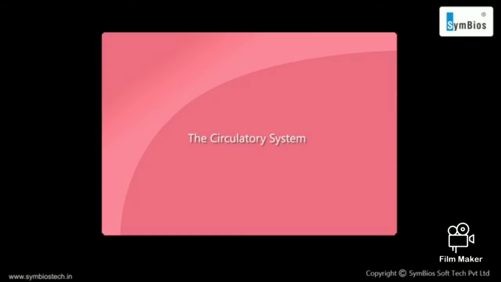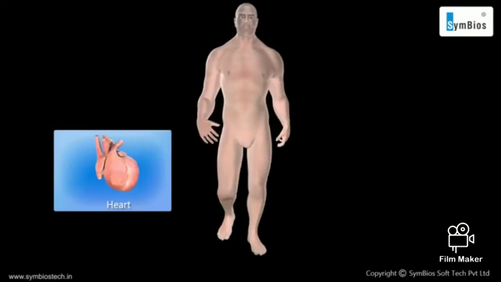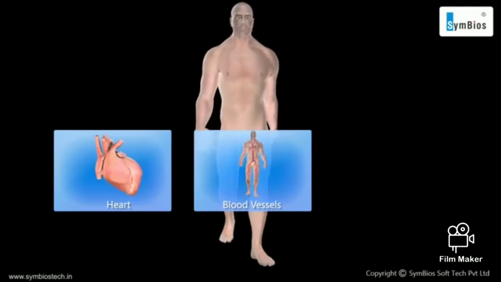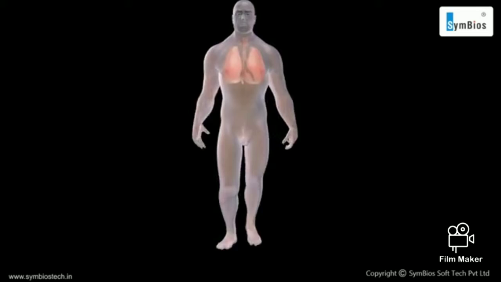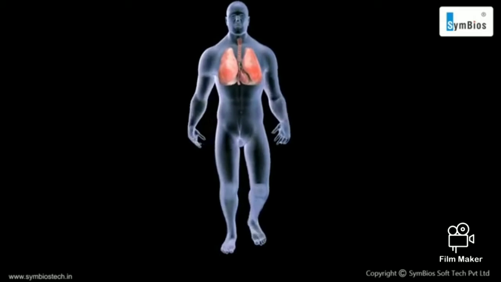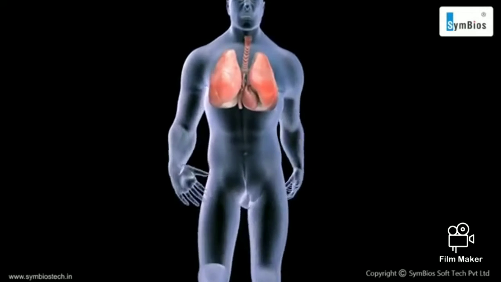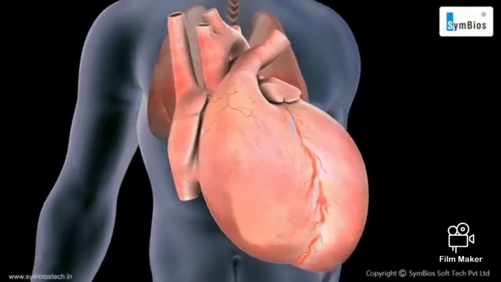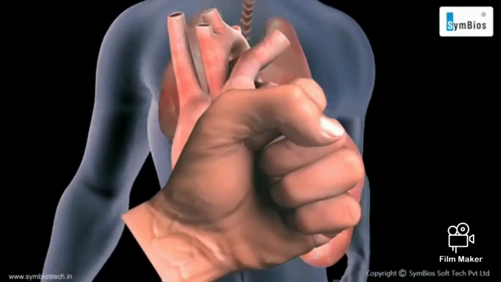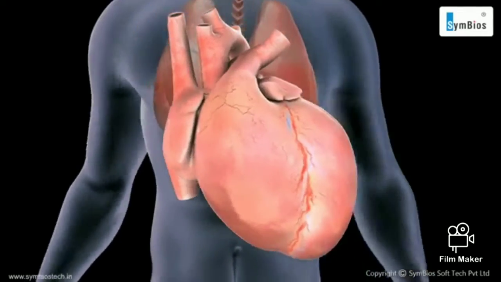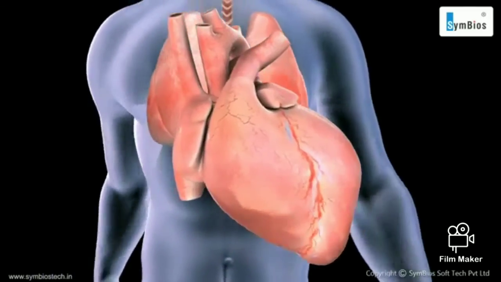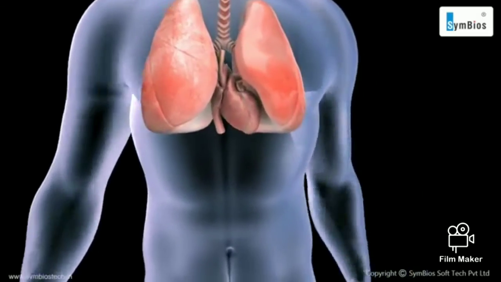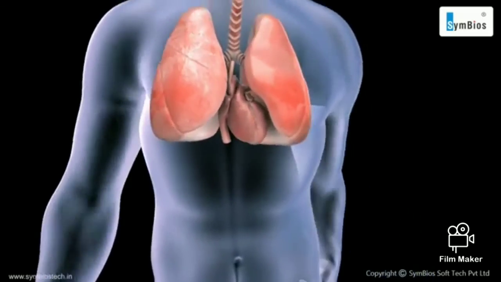Circulatory system. The circulatory system consists of the heart, a network of blood vessels, and blood. The heart, which is a muscular organ, is the center of the human circulatory system. It is approximately the size of a clenched fist, weighing about 250 to 350 grams, and is located in the thoracic cavity between the lungs, towards the left side of the chest.